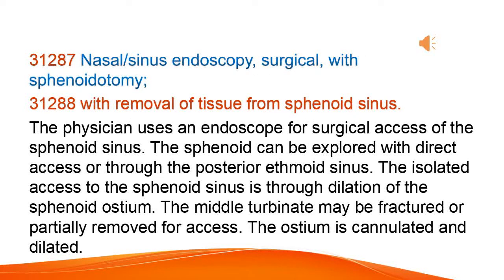Nasal/sinus endoscopy, surgical, with sphenoidotomy, with removal of tissue from sphenoid sinus. The physician uses an endoscope for surgical access of the sphenoid sinus. The sphenoid can be explored with direct access or through the posterior ethmoid sinus. The isolated access to the sphenoid sinus is through dilation of the sphenoid ostium. The middle turbinate may be fractured or partially removed for access. The ostium is cannulated and dilated.